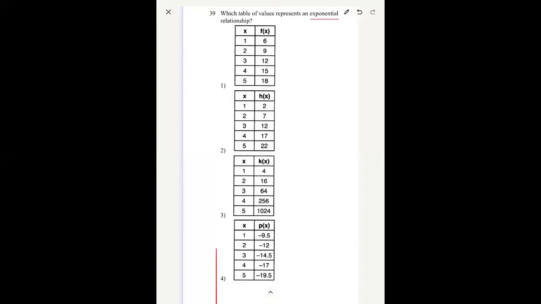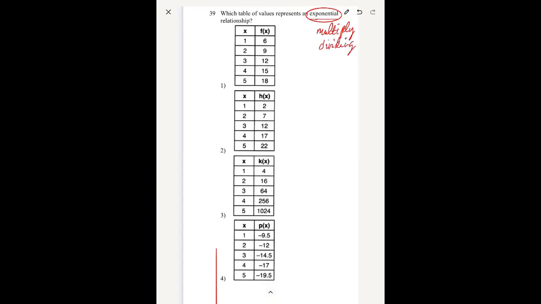So I'm going to do this two ways. I'm going to do it the quick way if you understand what you're doing. And I'm also going to show you, if you forget how to do it the quick way, you can also use the scatter plot. So here we go. The very first thing you should say is it says exponential. So you should be saying, oh, these need to be multiplying by the same number or dividing by the same number.